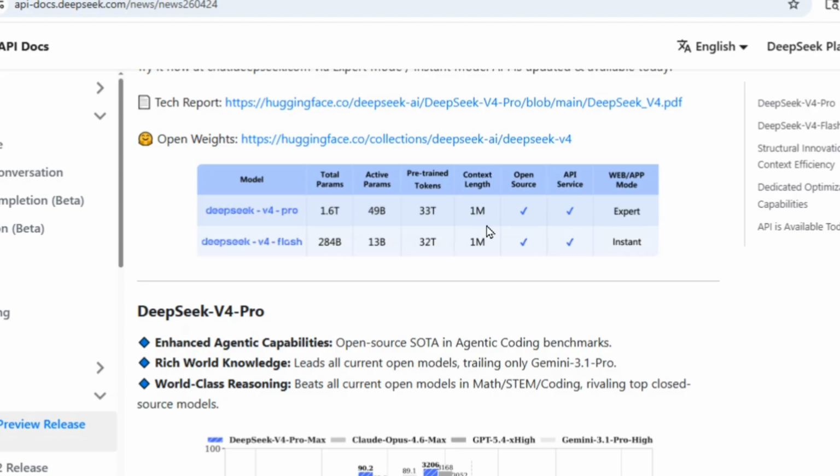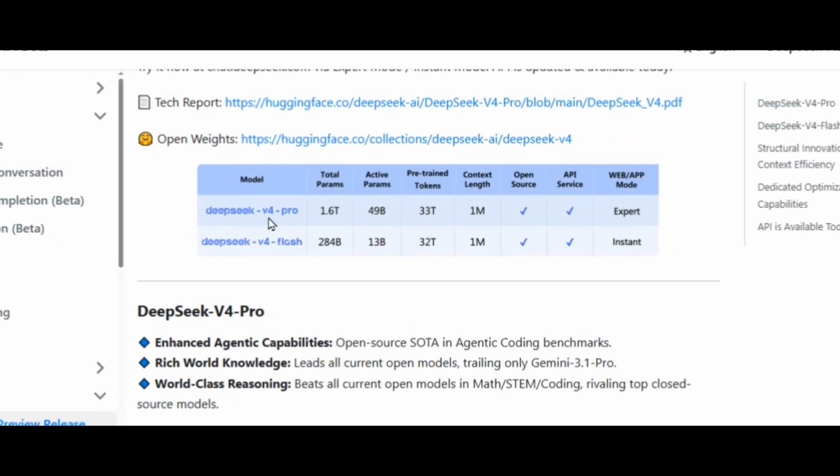Because larger parameter counts can help the AI understand context more deeply, solve harder problems, and generate much smarter responses. Now, if you need something lighter, there's DeepSeek V4 Flash. And surprisingly, this smaller version runs on just 284 million parameters. But here's the crazy part. Despite being dramatically smaller, both models support a massive 1 million context length.